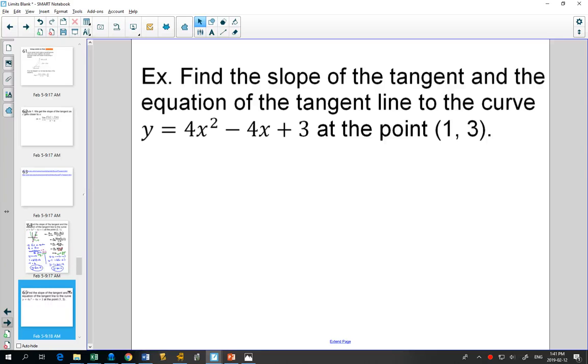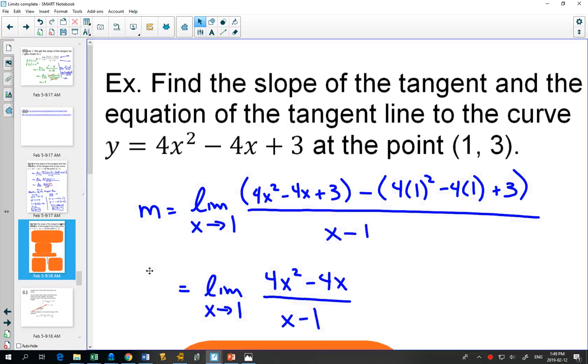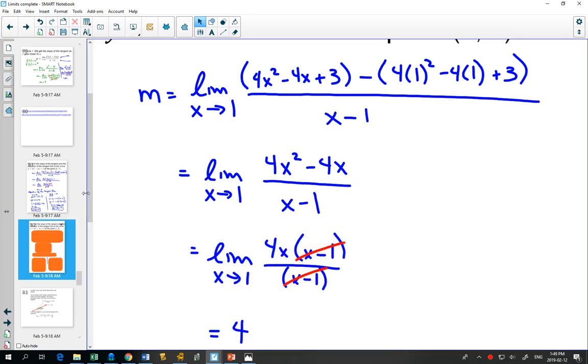So here's one for you to try. I still want you to use that first formula. If you've already learned derivatives, you're not allowed to use them. Put the formula in and then factor things out to get a slope of 4.